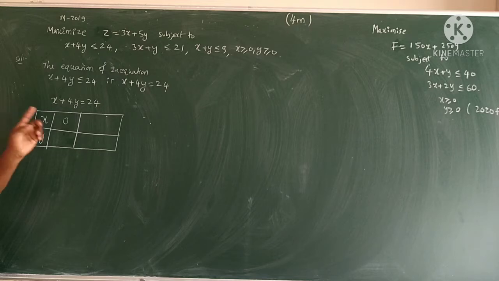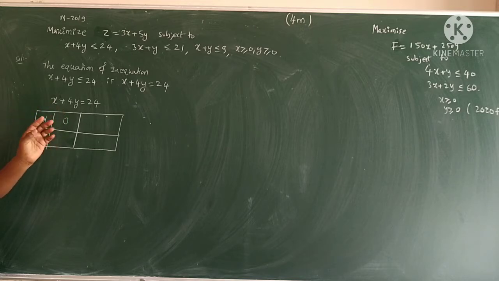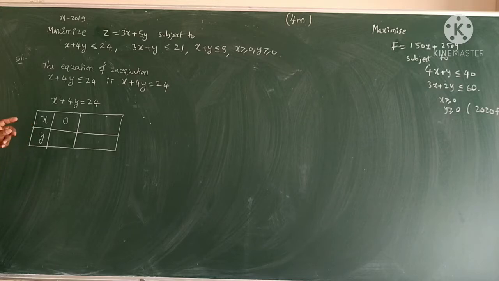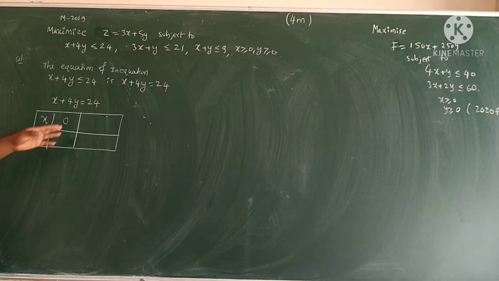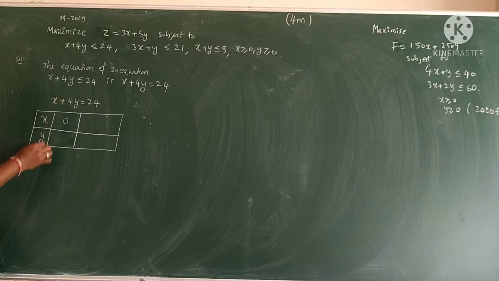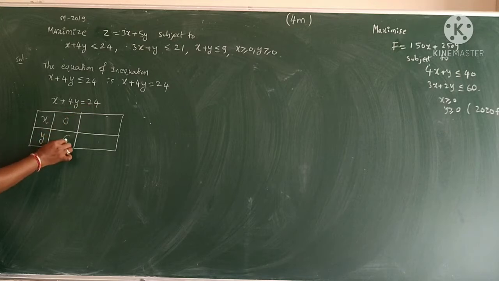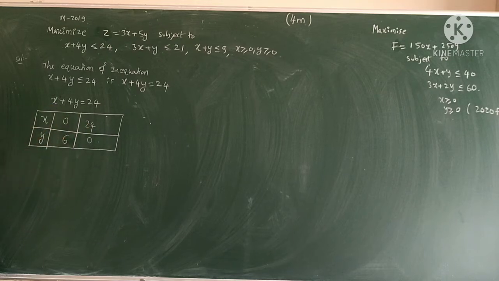You can use this, it is not a problem. The number is big, but if you want to use it, use it. Should I use 0 or should I use another number? Your wish, no problem. For me, anything is okay. You can also keep any number like 4 or 5. If x is 0, you get y is 6. If y is 0, then x is 24. You can draw with this.